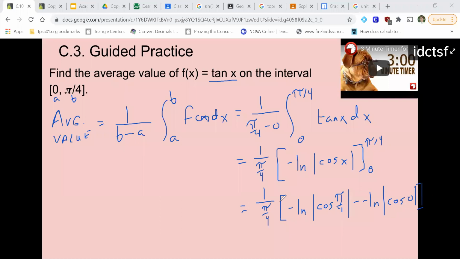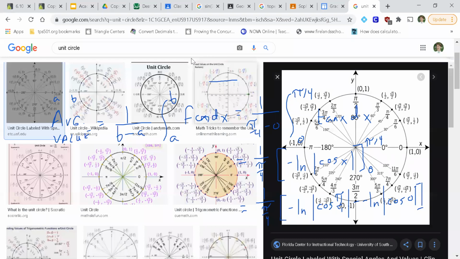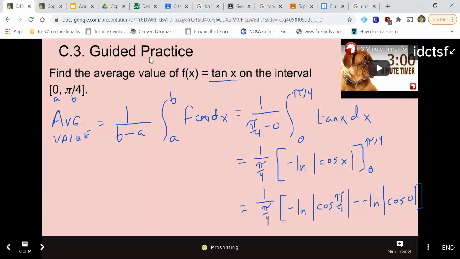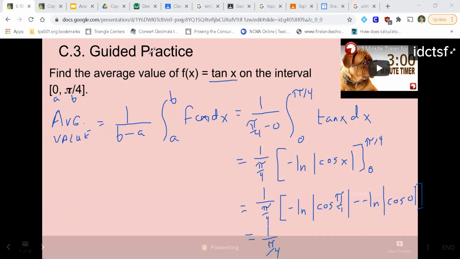Again, you could just type this into your calculator right now. The cosine of pi over 4 is your x value on the unit circle, so it's square root of 2 over 2. So this would be 1 over pi over 4 natural log of the square root of 2 over 2. Minus the negative is really plus.